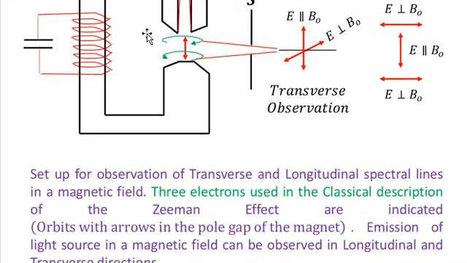So you see that the electron may be treated to have three components in the classical picture. In the next few pages I shall be presenting the classical description of the Zeeman effect, where these things will be more clarified.